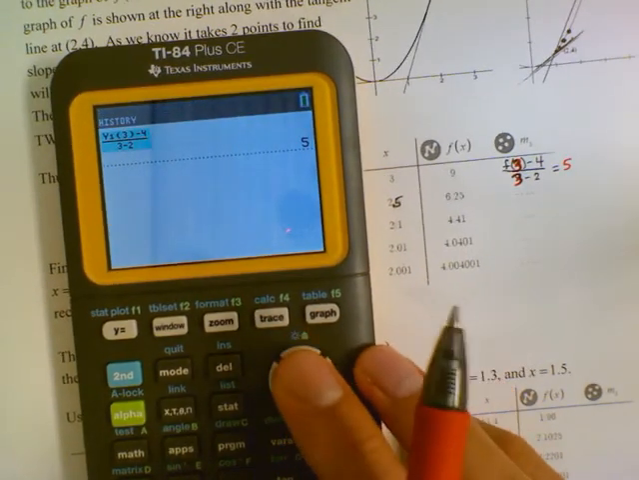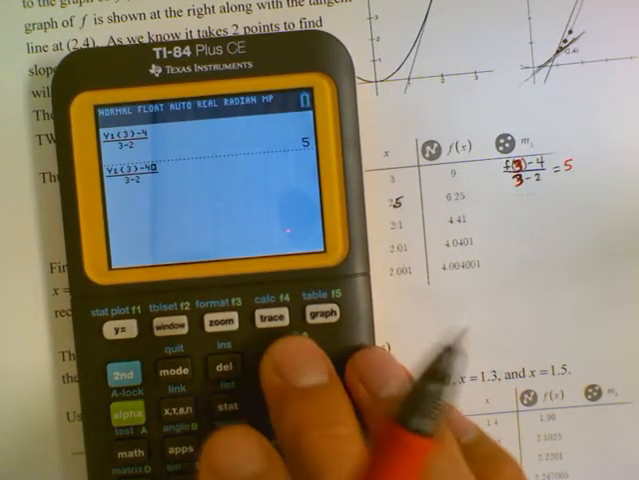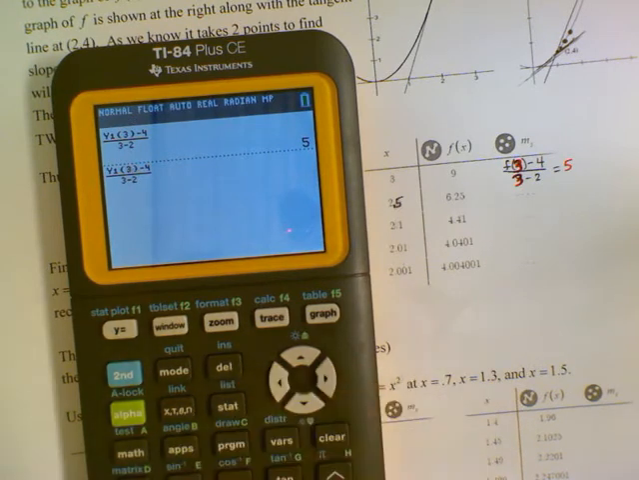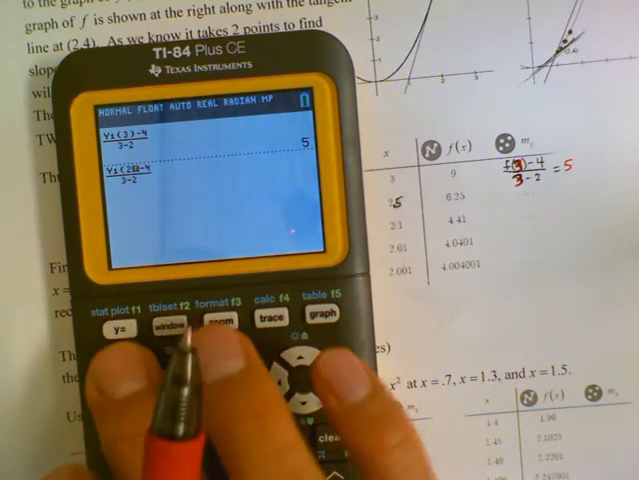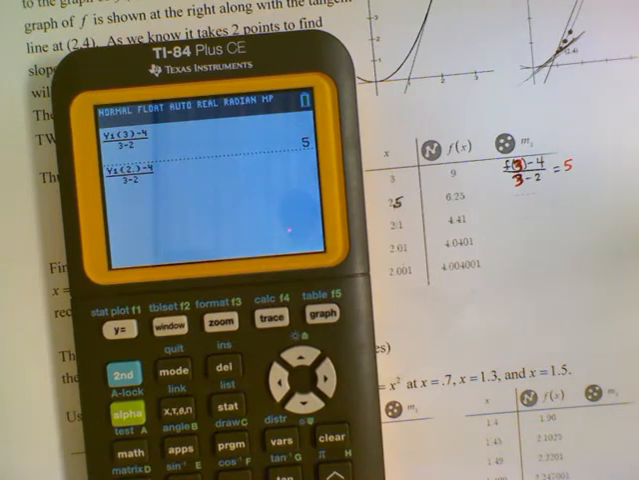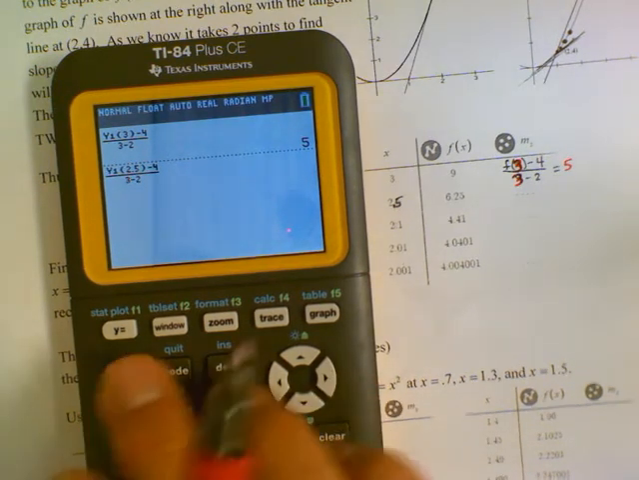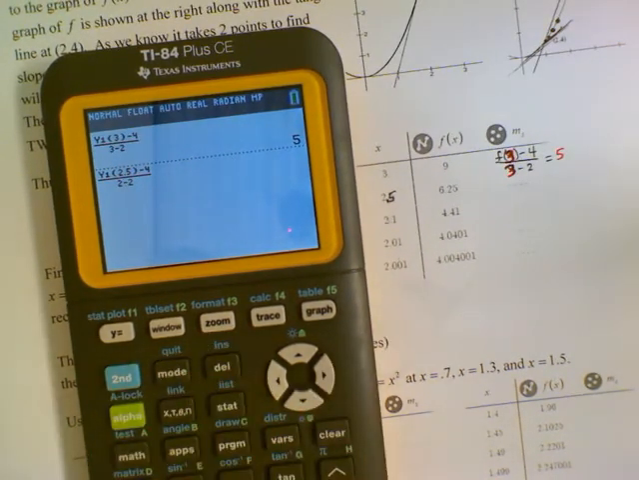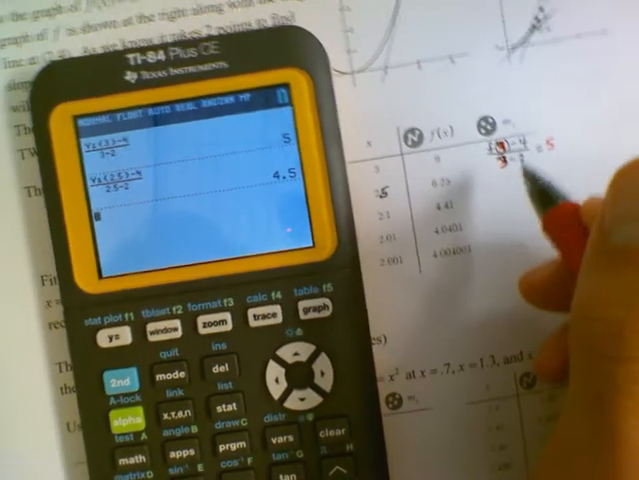So we're going to use that same thing here, but instead of 3 this time, we're going to be using 2. Insert 2.5, all right? So 2, and then I'm going to insert a 0.5. So 2.5, and this time I'm getting 4.5.